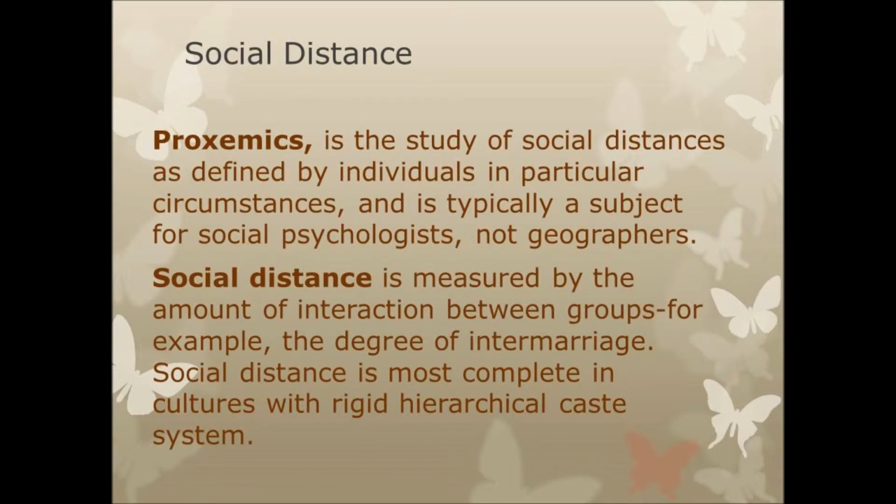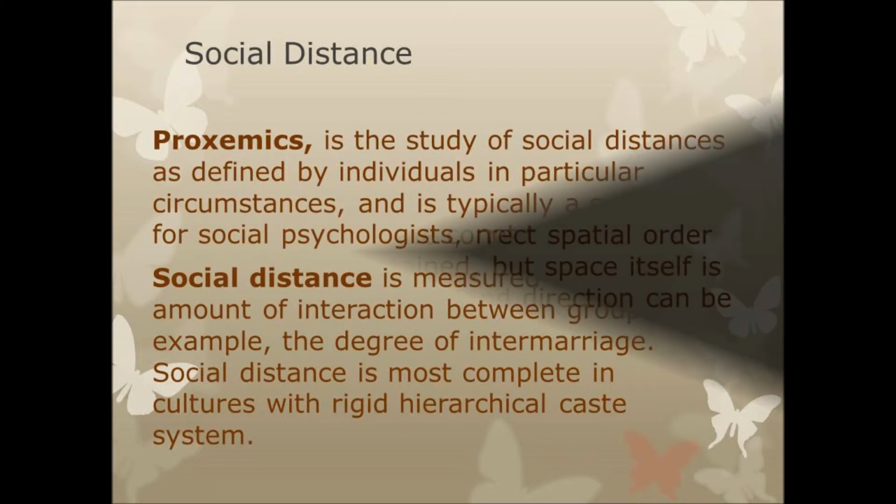Proximity is the study of social distances as defined by individuals in particular circumstances, and is typically a subject for social psychologists, not geographers. Social distance is measured by the amount of interaction between groups, for example, the degree of intermarriage. Social distance is complete in cultures with a rigid hierarchical caste system.